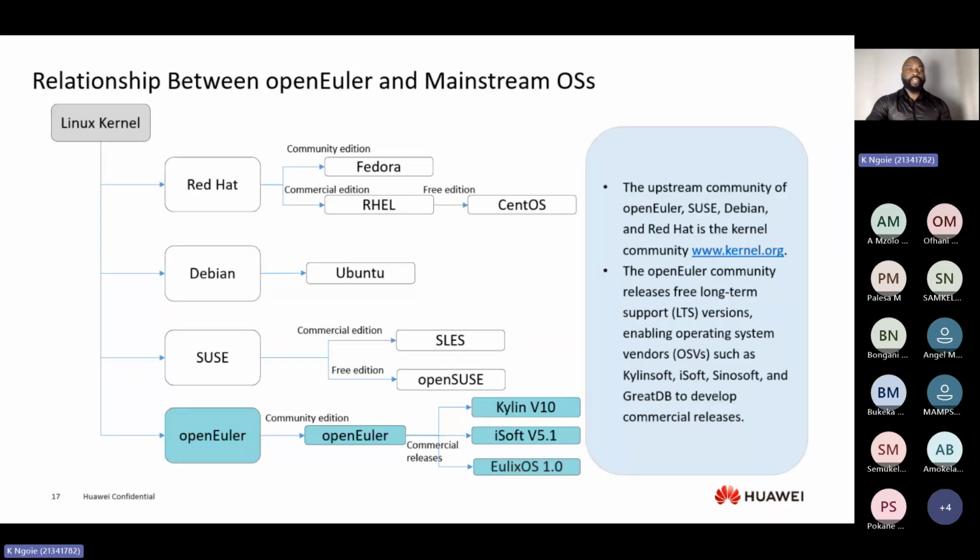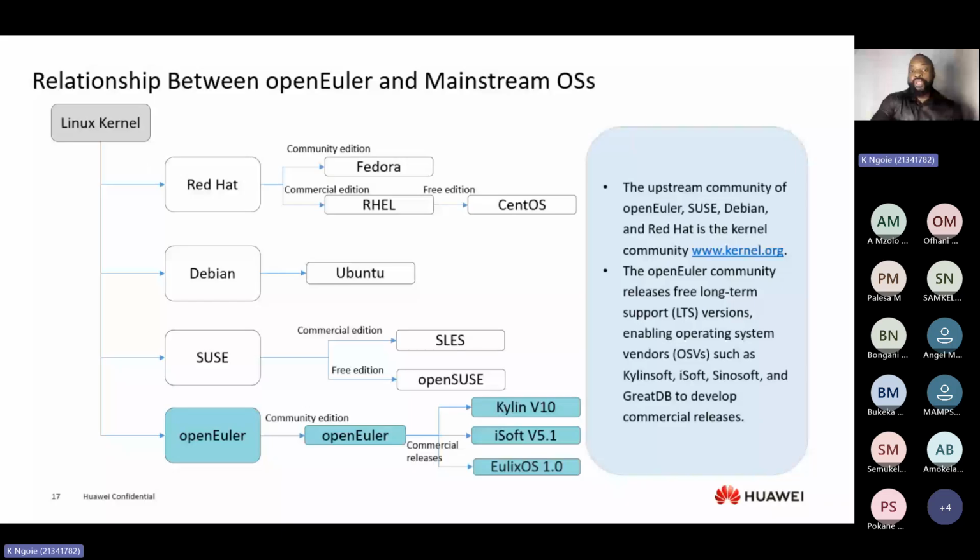So when we look at openEuler and Linux, obviously openEuler is derived from the Linux kernel, just like other operating systems such as Ubuntu, which is also on a Linux server. You have CentOS, which is also on the Linux kernel. You have your Red Hat. So that's the relationship between openEuler and the mainstream. They are all derived from the Linux kernel.